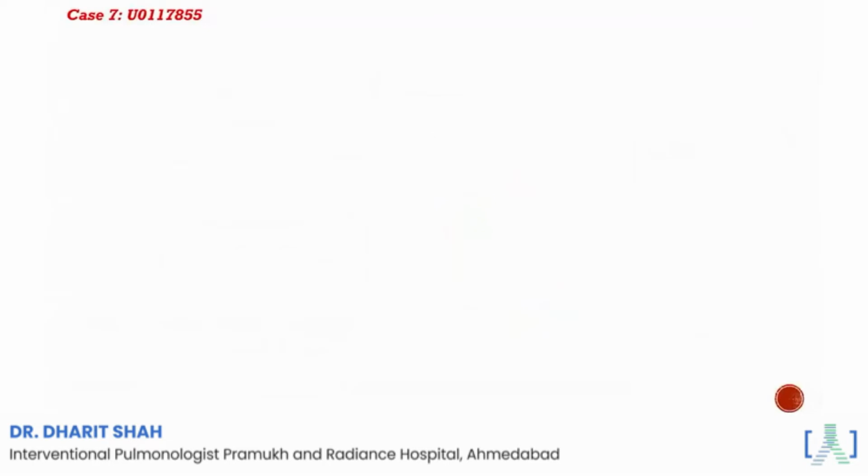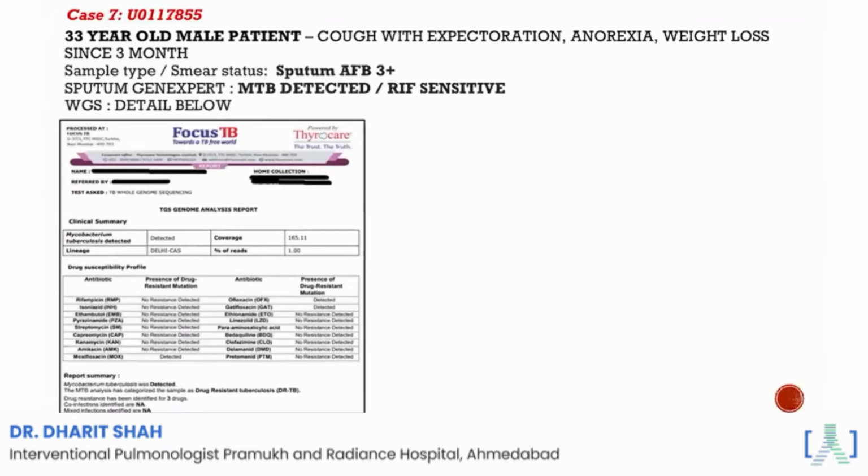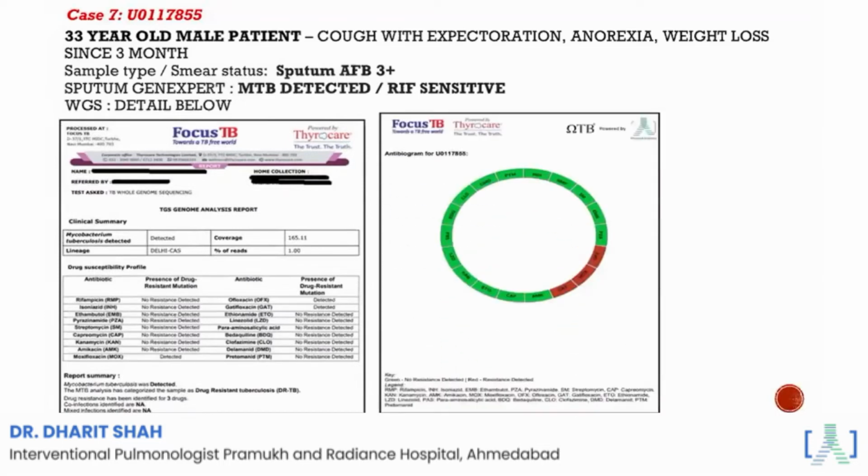Yes, a 33-year-old male patient with the chief complaint of cough with expectoration, anorexia, and weight loss since 3 months. His sputum is +3. GeneXpert is suggestive of Mycobacterium TB detected with rifampicin sensitive. So here is the WGS report, and it is showing moxifloxacin resistance.